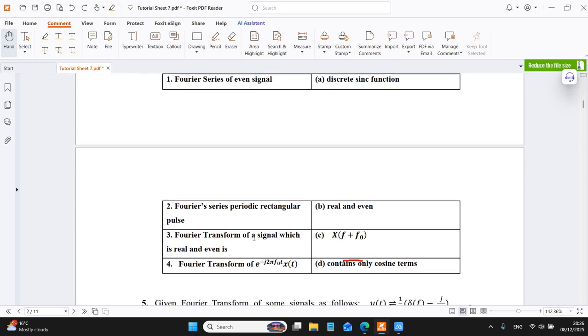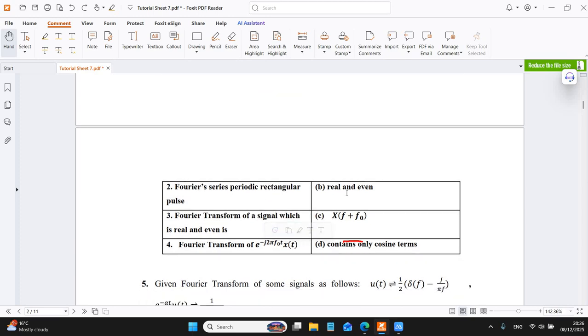So the Fourier transform of a signal which is real and even: if the signal is real and even, the Fourier transform also will be real and even. So option 3 has the right answer, B. Then the Fourier transform of e power minus j2 pi f naught into t.